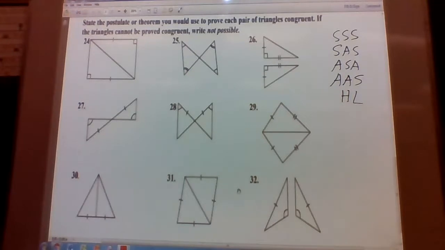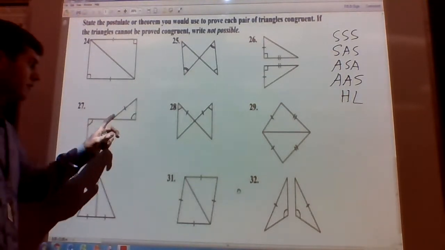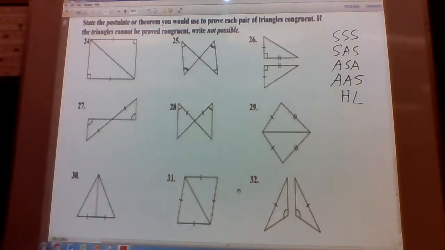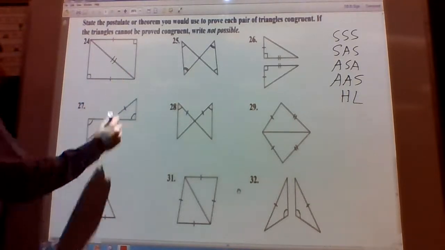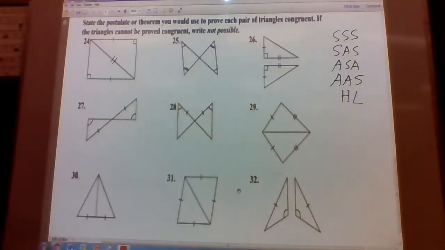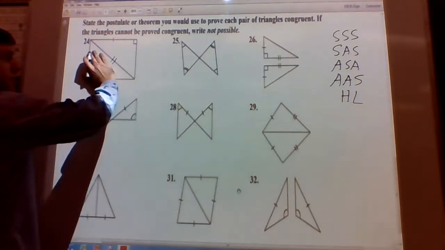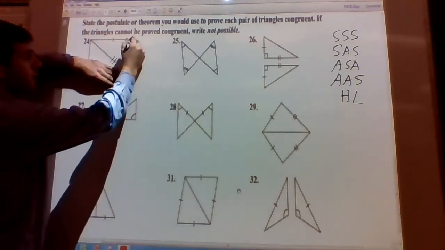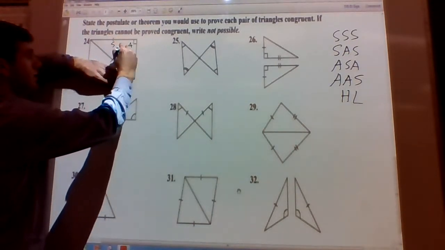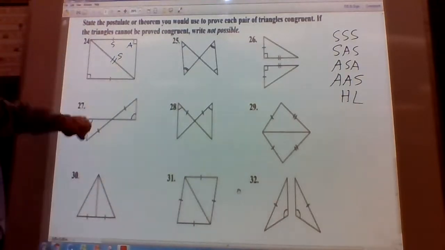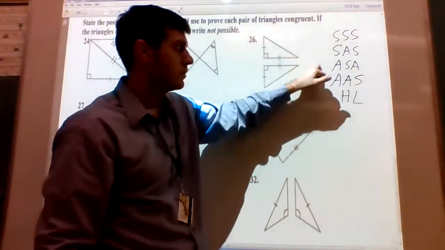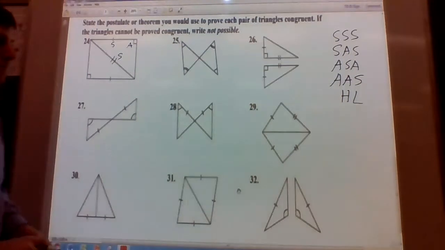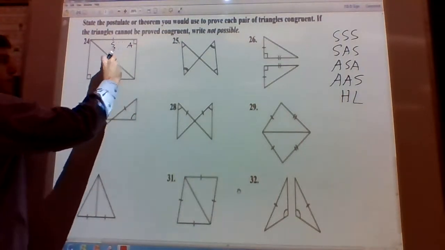If we look at the first one, besides the hash marks that they're telling us, we can also look for shared sides and vertical angles. So in 24, we notice we have a shared side. So let's put our hash marks in for our shared side. Okay, cover up one triangle. We have angle, side, side. Is angle-side-side one of our possibilities? No, it is not. So we know we can't do that.